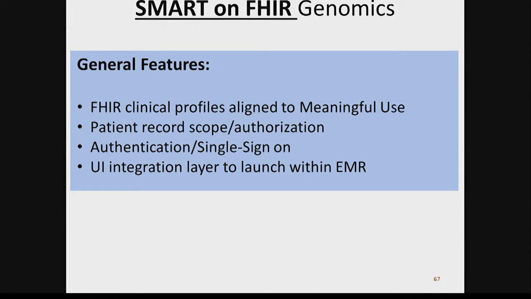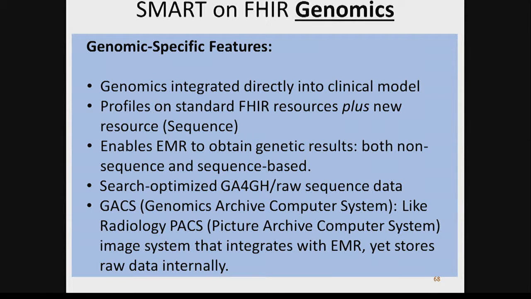So the next point is, looking at Smart on FHIR Genomics, what are the elements of it? There are some general features that we adopted from Smart on FHIR, which include FHIR clinical profiles aligned to meaningful use, the patient record scope, authorization, some of the authentication, and UI integration. But then there are the genomic-specific features: genomics directly integrated into the clinical model in FHIR Genomics, and profiles based on standard FHIR resources like observation, family member history, and so forth, which enables the EMR to obtain the genetic results, both the traditional non-sequence genetic tests as well as genomic sequence-based information.